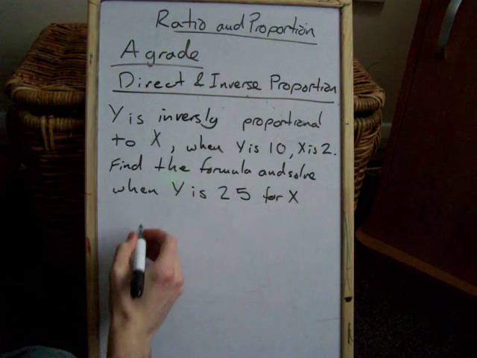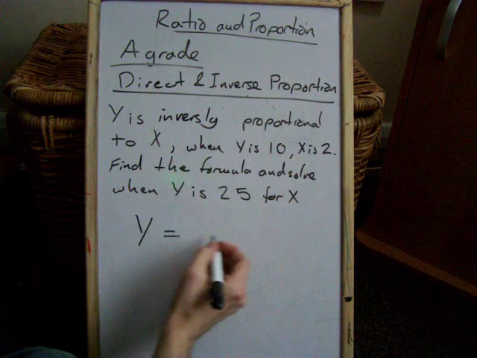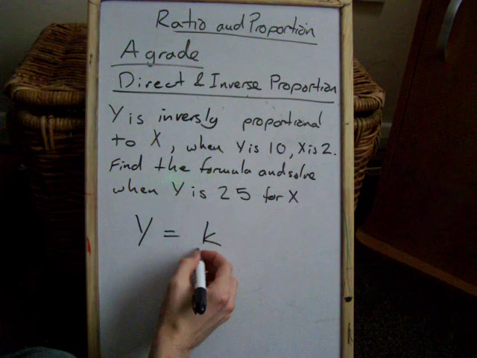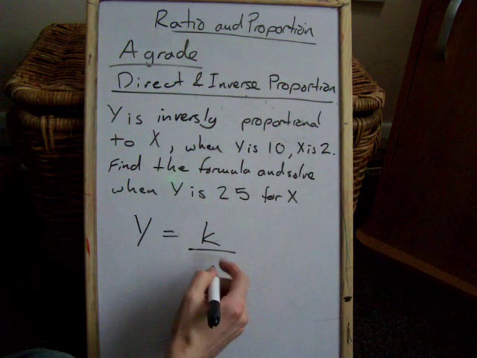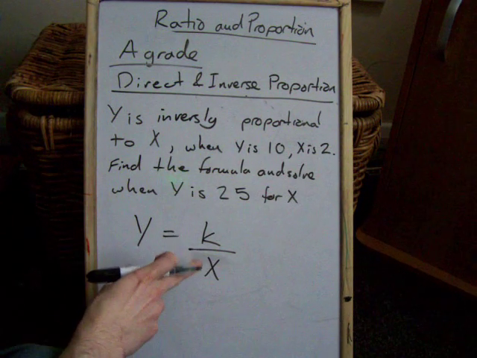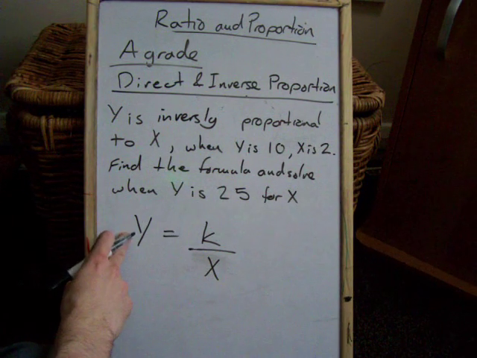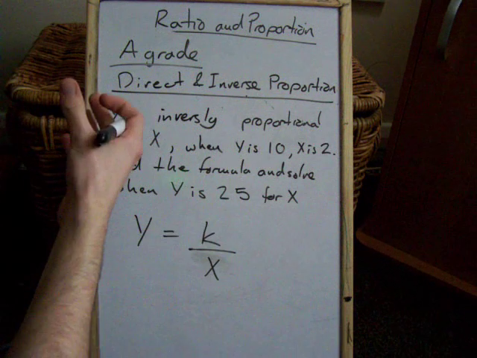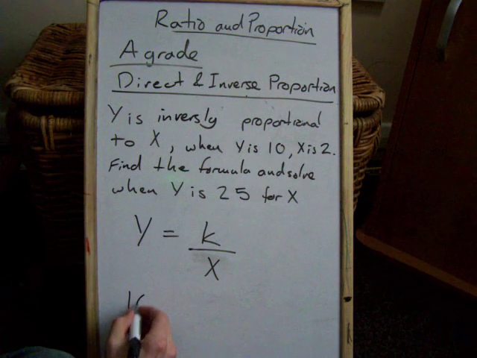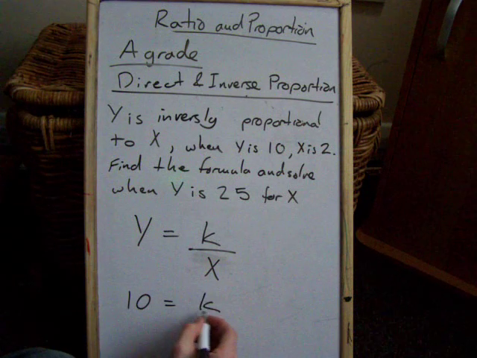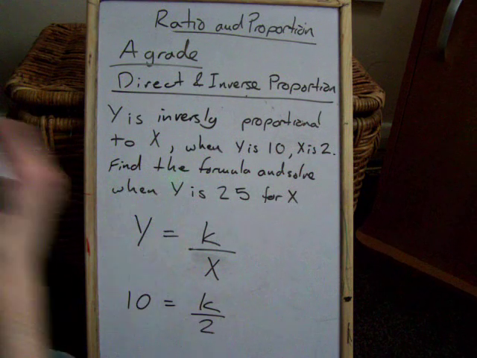Y is inversely proportional to x. So y equals some constant of proportionality divided by x. Inversely means as x gets bigger, y gets smaller. Before, as x got bigger, y got bigger. So in this case, I'm going to substitute in again. When y equals 10, I've got k over x, and x equals 2.